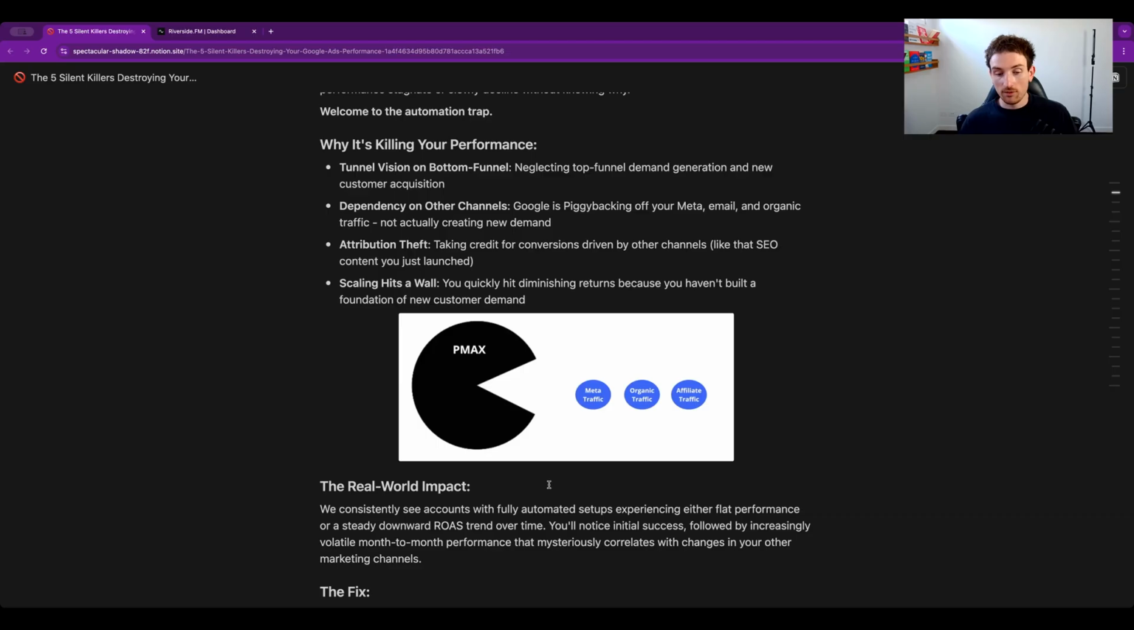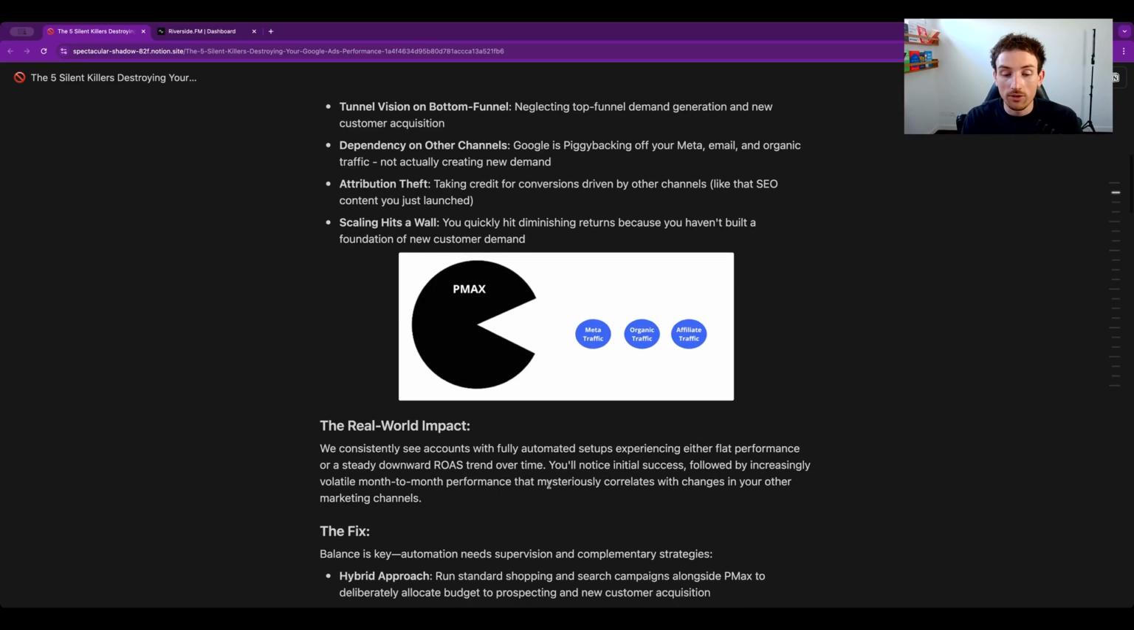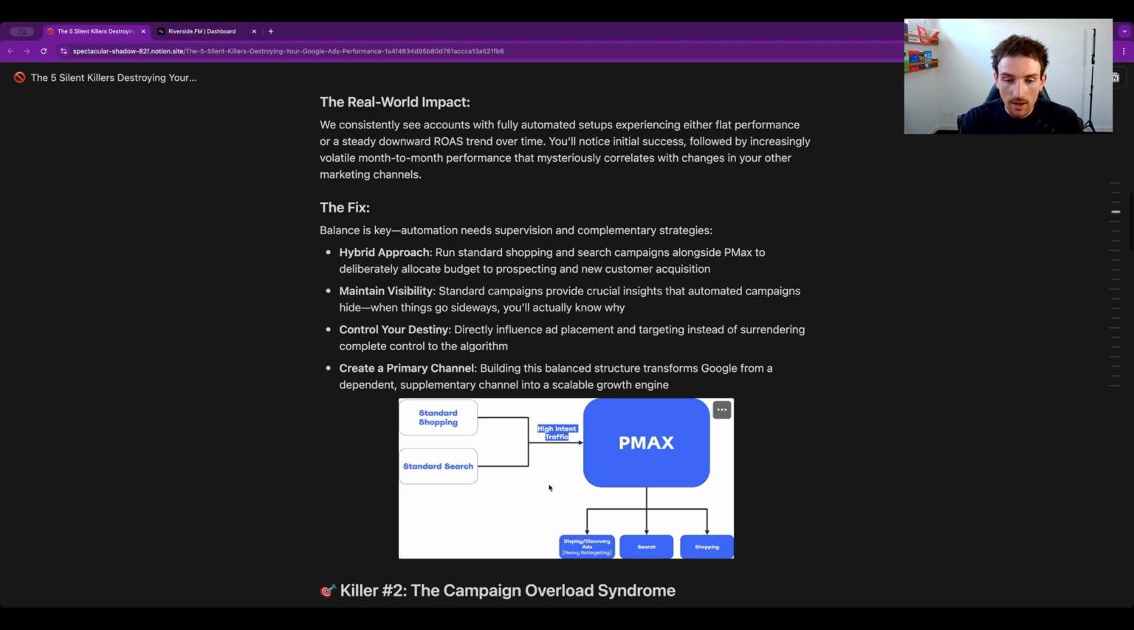Typically with these setups we see a steady downward trend of return on ad spend, or we see a massive cliff when it comes to increasing your spend level. So you might try to increase and you can't break past a certain barrier. You might get to a point where you're spending 80 to 100K a month, but you really can't spend much more than that. And oftentimes the reason is because of this particular setup.